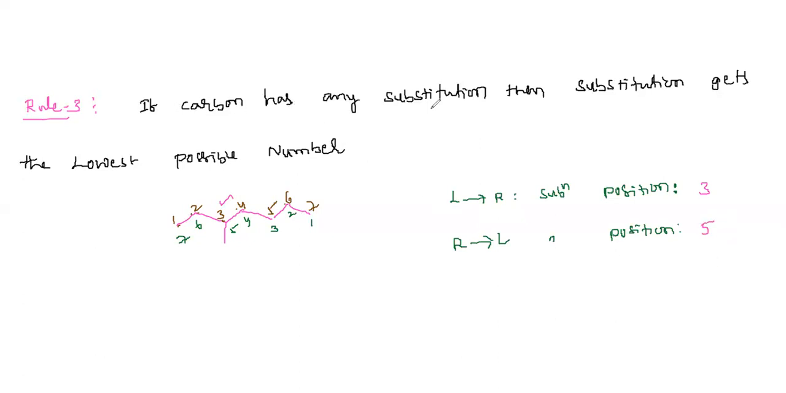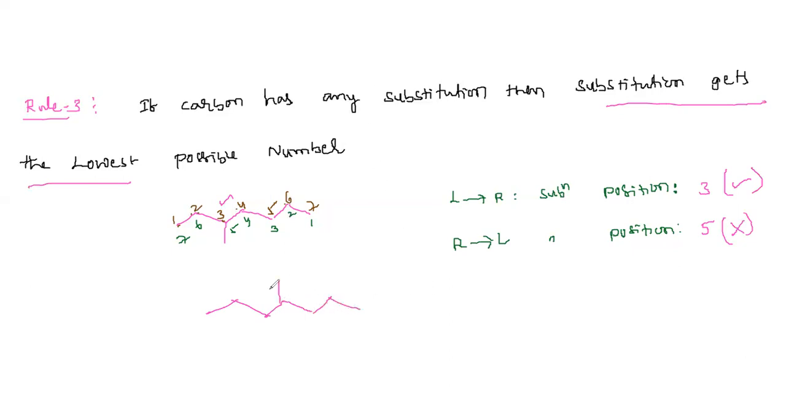What did we write? If a carbon chain has any substitution, it gets the lowest possible number. Here, which is the lowest number? 3 is the lowest number. This one is correct, this one is incorrect. That's what you have to know, which is correct and which is incorrect. In this case, you have to check which one is the lowest number. If you go in any direction and get the same length, go either way, both are correct.